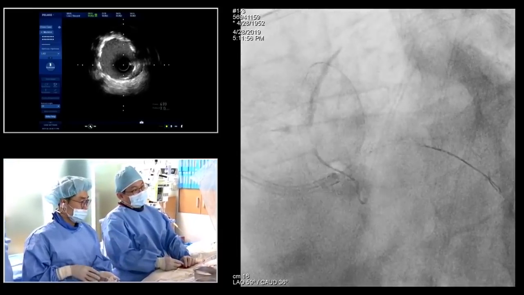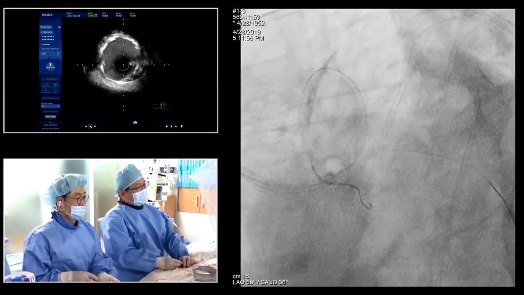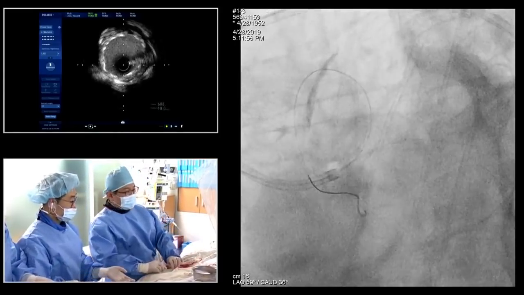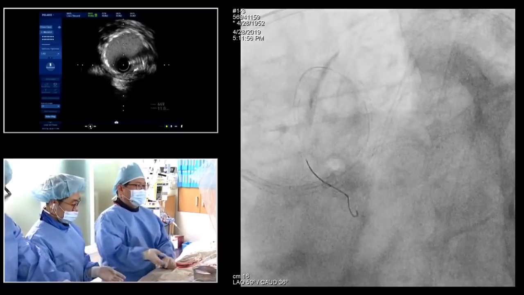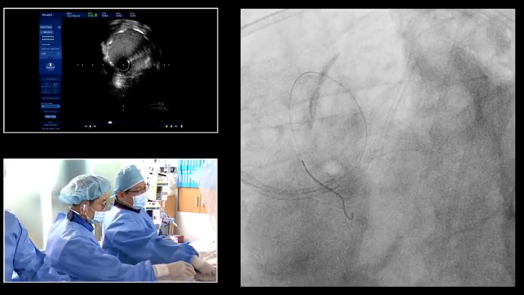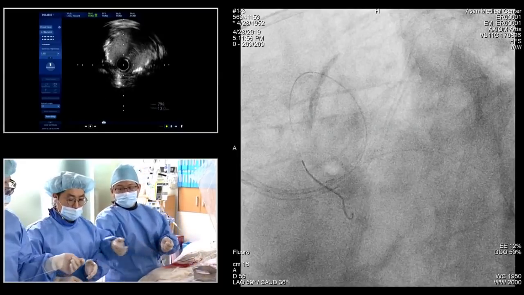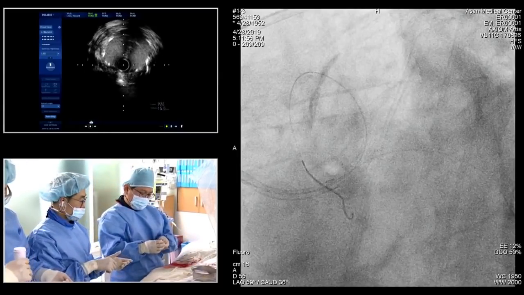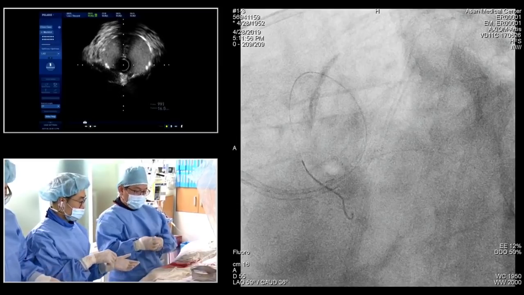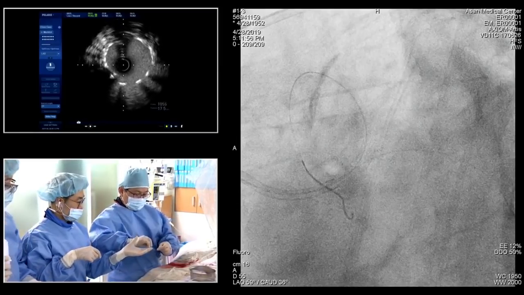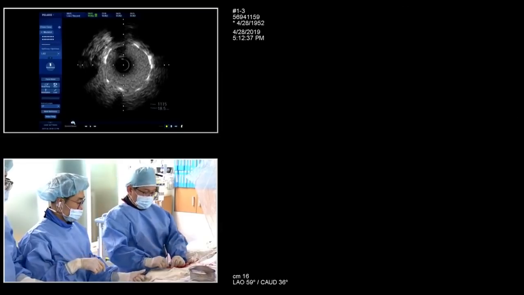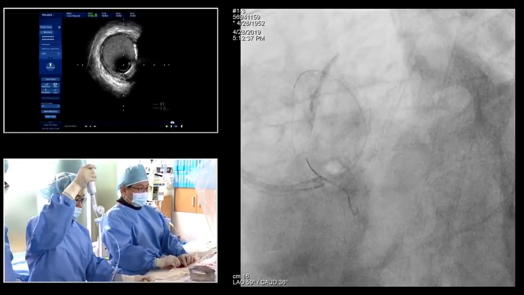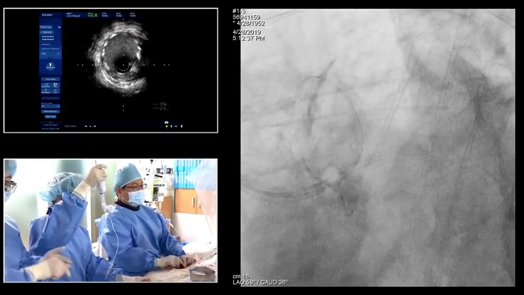What wire? Okay, used one. It doesn't matter what wire it is. So please give me the 3.25 NC and 4.0 NC balloon, please. 4.0 for the LAD. What is the circumflex size? 3.25 high pressure. Great. I like that one.